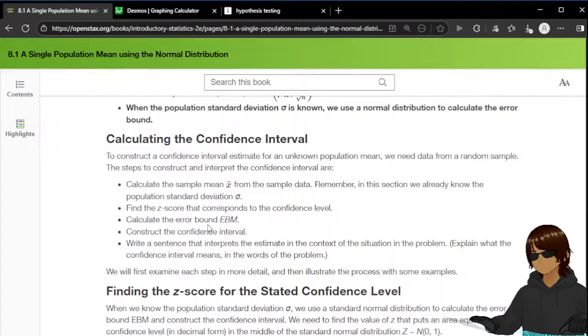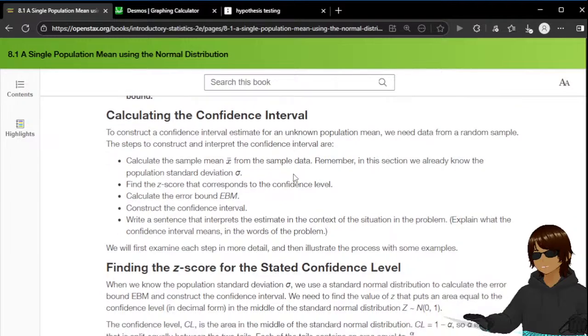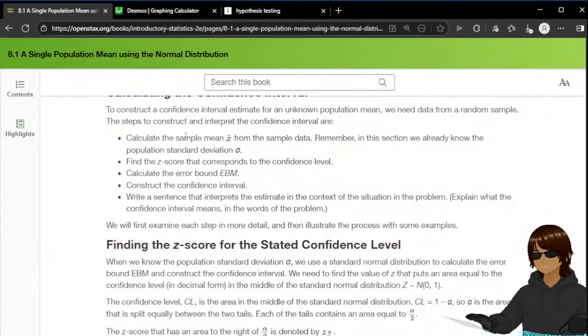To construct a confidence interval estimate for an unknown population mean, we need data from a random sample. Steps to construct and interpret the confidence interval are: calculate the sample mean x bar from the sample data. Remember, in this section, we already know the population standard deviation sigma. Find the z-score, calculate the error bound. Construct the confidence interval, and write a sentence that interprets the estimate in the context of the situation in the problem.